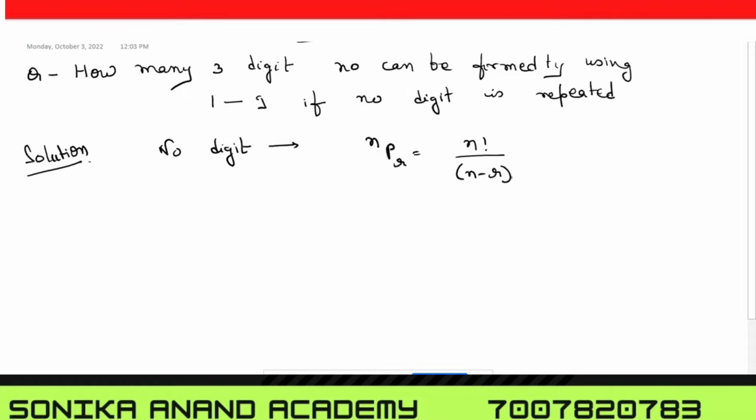So now, what is the value of r over here according to this question? 3. Yes, very good. And what is the value of n? From 1 to 9, how many digits are there? 9 digits. 1, 2, 3, 4, 5, 6, 7, 8, and 9. Count them, 9 digits. Now it's easy. You can apply this.